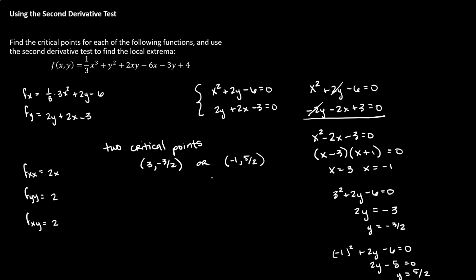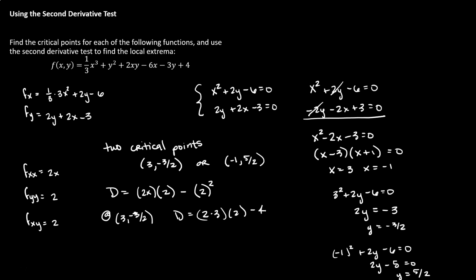Each one of these needs to be tested using the second derivative test, so let's calculate our discriminant. The second order partial with respect to x is 2x. The second order partial with respect to y is 2, minus the mixed partial, which was 2, squared. And then we plug in our points. At x equals 3, y equals -3/2, the discriminant looks like 2 times 3 times 2 minus 4, or 12 minus 4, which is positive.